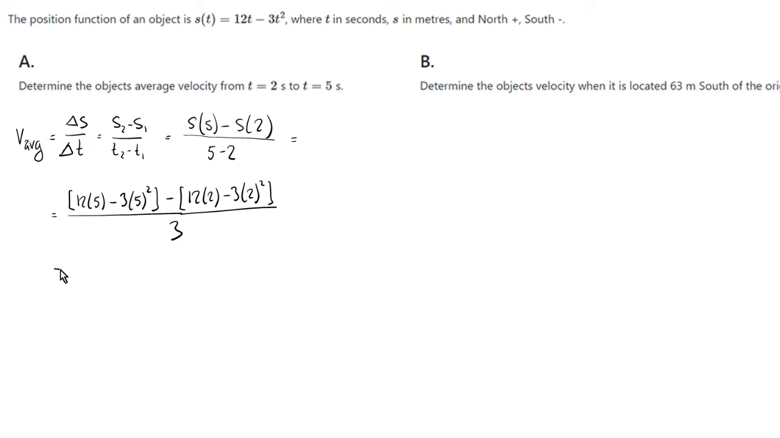Now if we evaluate the numerator here, we're going to end up with negative 15 minus 12, divided by 3. This is negative 27 over 3, which equals negative 9 meters per second. So the negative sign here means that we are moving south at 9 meters per second.